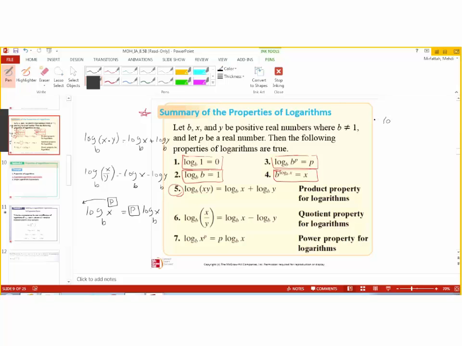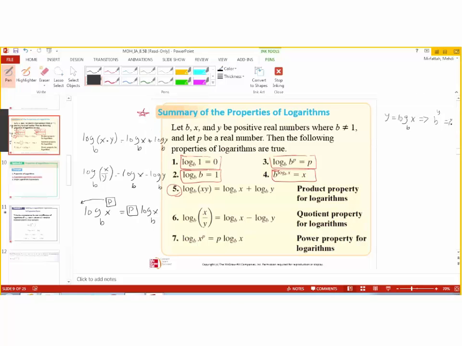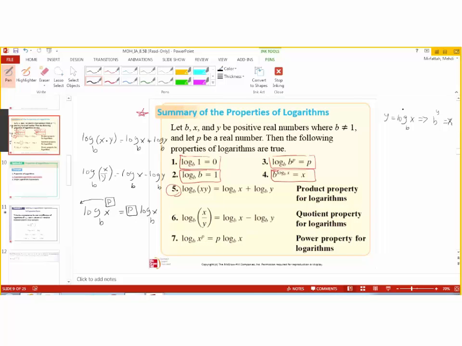if I have y is equal to log of x with the base b, that is the same as b to the power of y is equal to x. First one you have to remember: how to convert from exponential to logarithm or logarithm to exponential.